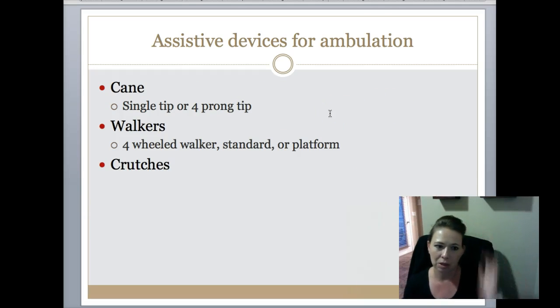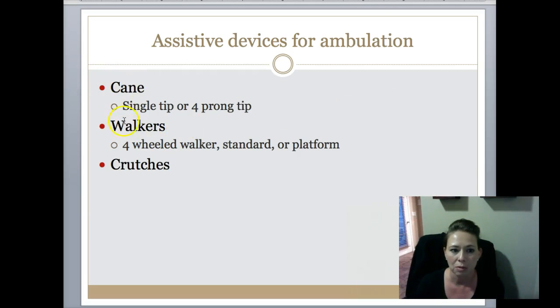Assistive devices for ambulation. These are just some examples of what you can use for ambulation. There's a cane. Of course, there's a single tip and a four-prong tip. Sometimes they call it a quad cane. There's walkers, different types there. You might see a four-wheeled walker, a standard walker, or a platform walker. And also another is crutches, which there's a lot of different crutches, and you'll go over these in Healthcenter 21.